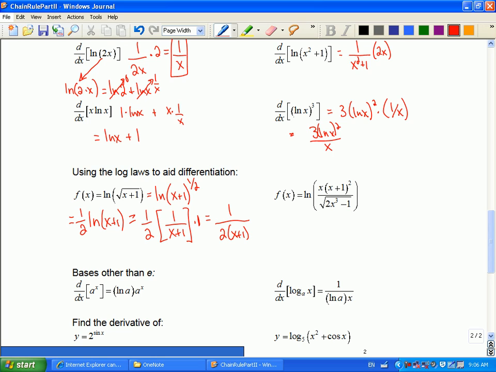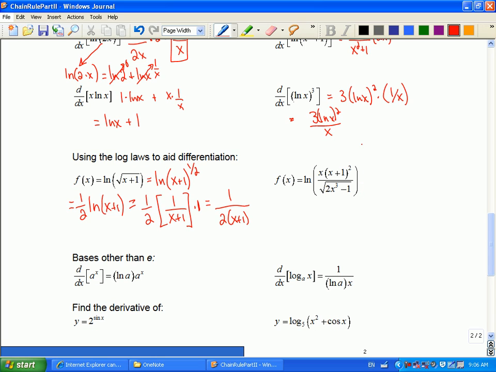You want to pull this thing apart as much as possible before you try and take its derivative. So pull it all into different pieces. You should have a very, very simple derivative to do when you're done. So I'm going to give you a minute to work that one out on your own.